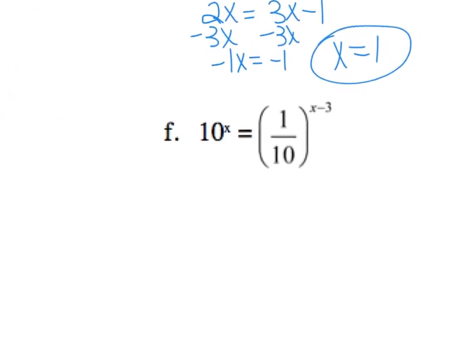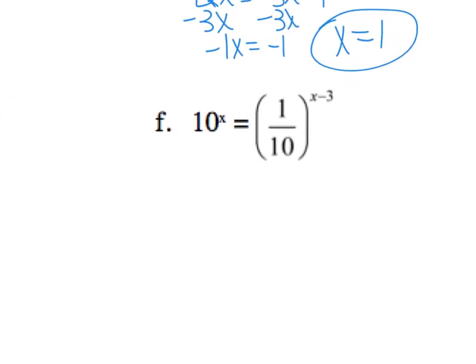Okay. Letter F is just a little bit tricky. You have to remember a couple of your rules with exponents. On the left, we have a base of 10 to the x power. On the right, 1/10, if you write it as a base of 10, is 10 to the negative 1. So that is being raised to the x minus 3.